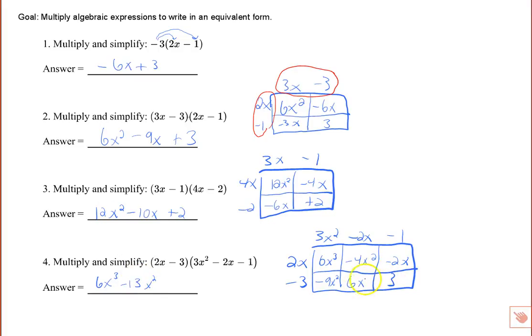Then I look at my x terms. I have a 6 and a minus 2. So combined, that's 4, and it's positive, so plus 4x. And then I have my 3, and it's positive, so plus 3. So this 6x cubed minus 13x squared plus 4x plus 3 is equivalent to this product up here, the product of these two terms. So that is multiplying algebraic expressions to write them in an equivalent form.